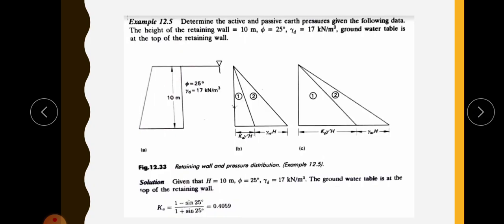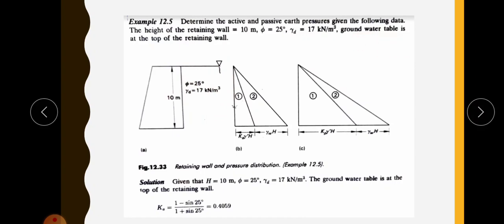So next problem: determine the active and passive earth pressure given the following data. That is, the data are given to find out the active and passive earth pressure. The height of the retaining wall is 10 meter. So using this data, first you draw the figure of the retaining wall and the backfill soil. Retaining wall 10 meter height, the properties of the backfill soil, that is phi is equal to 25 degree, and the dry unit weight is given, that is 17 kN per meter cube.